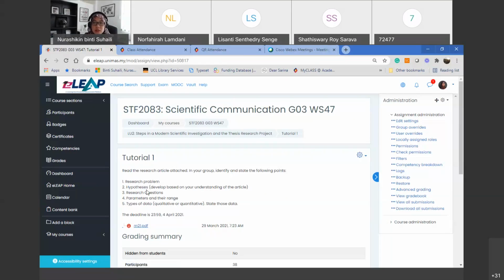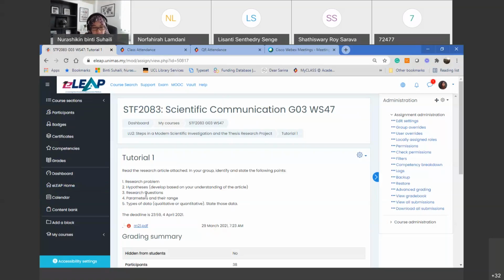Hypotheses are not directly mentioned in the article, but you have to develop them based on your understanding of the research. I'm sure that if you understand the research, you can predict the hypothesis. So you have to develop the hypothesis, both null and alternative hypothesis, for the article. You have to find out what the research questions are.